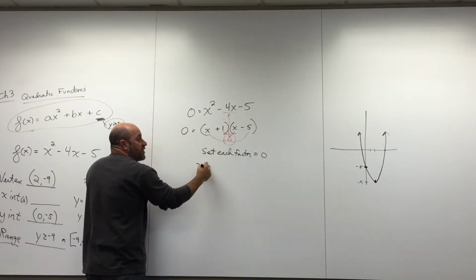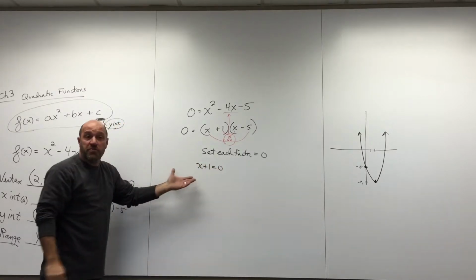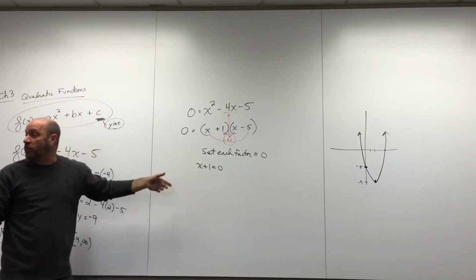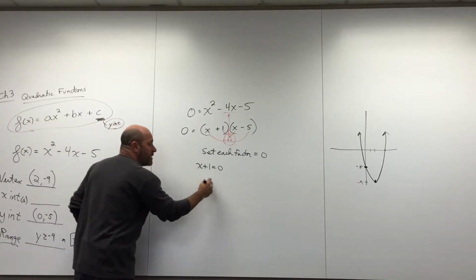So you set x plus 1 equal to 0. Now when you proceed to solve, of course you'll move the 1 over, and what's the answer? -1.